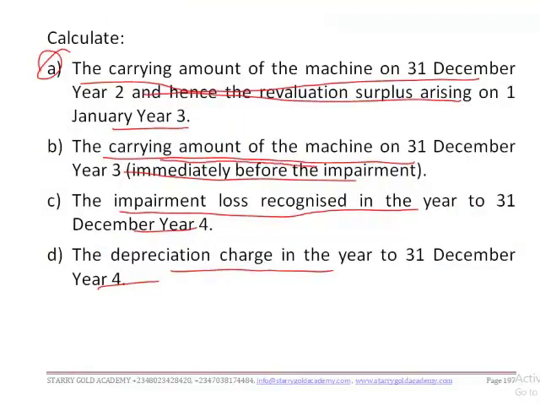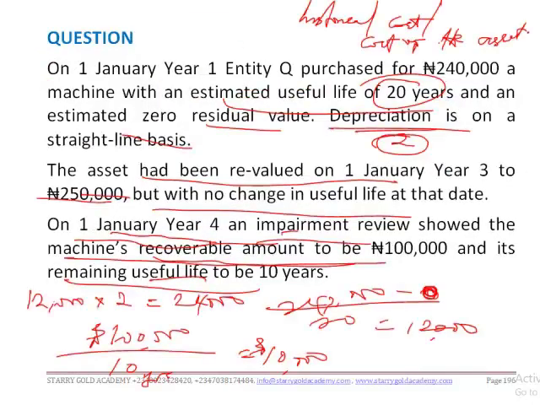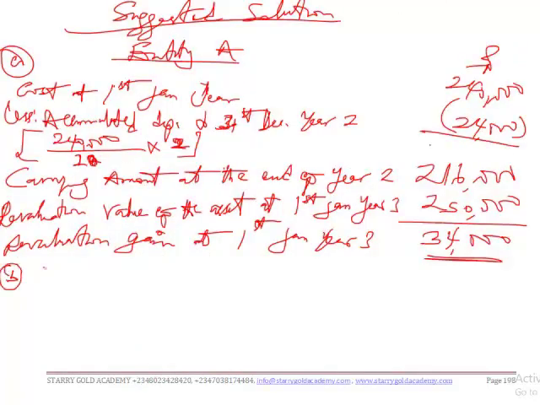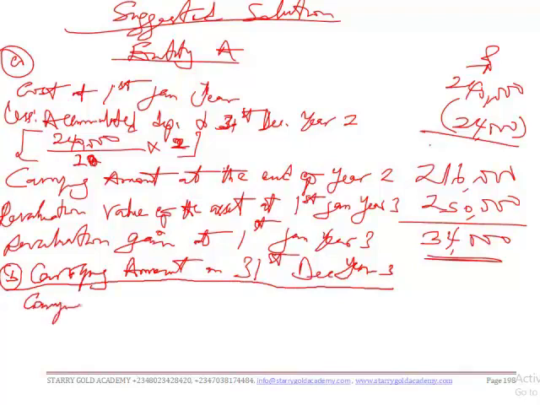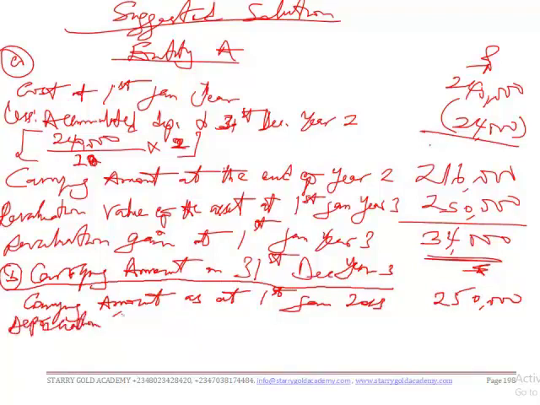Now that's question A or 1. In B, we have to prepare the carrying amount of the machine on 31st December year 3. So we have a carrying amount as at 1st January year 3 of 250,000, less depreciation during the year.